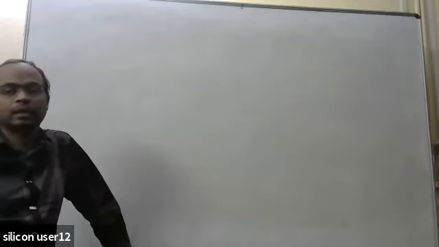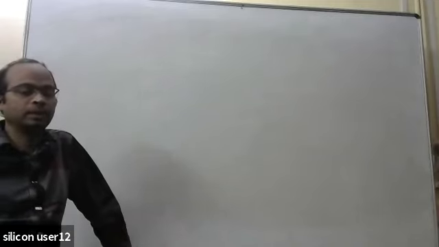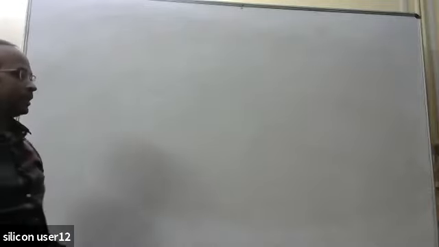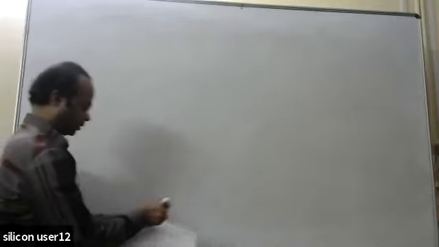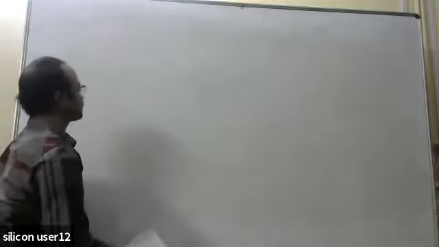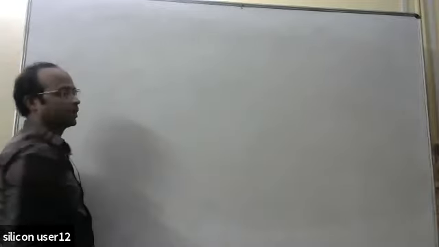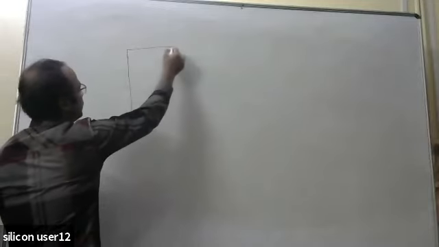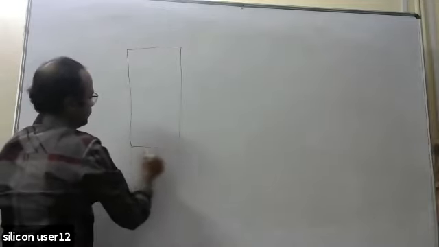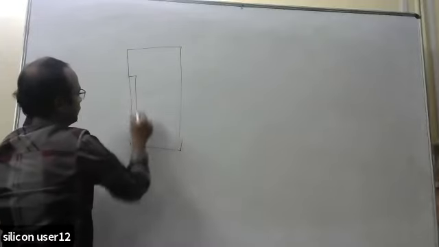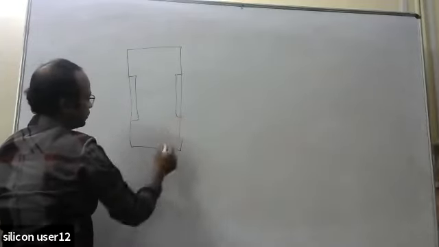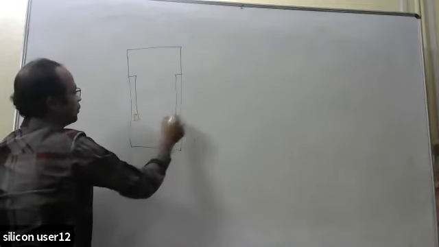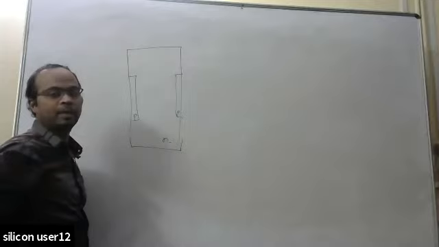Then we saw the working principle of this JFET. I'm just recapping it. If I'm talking about an N type JFET, this one we have seen. This material is N type material, and we have two layers here, P type and P type.